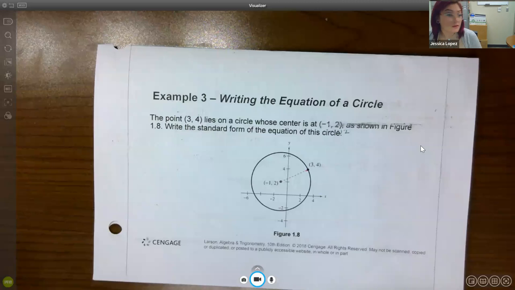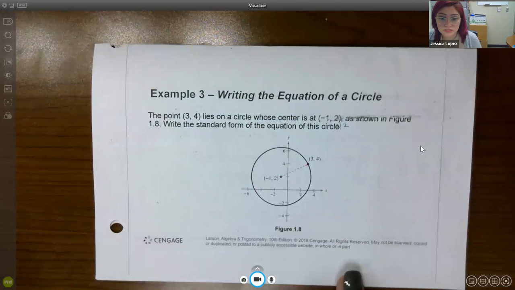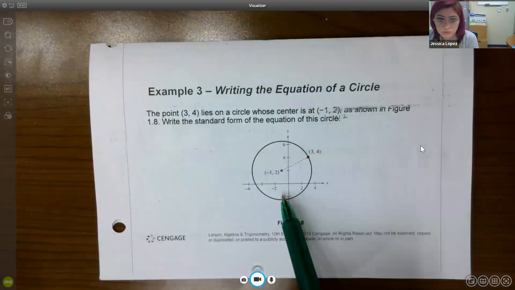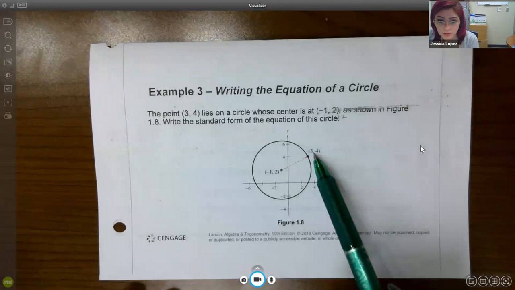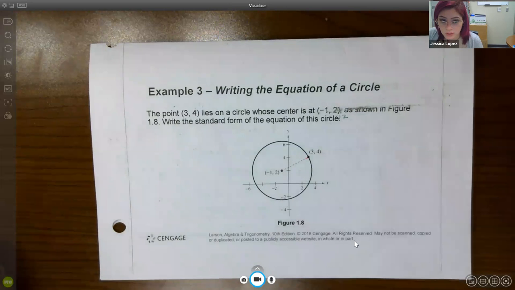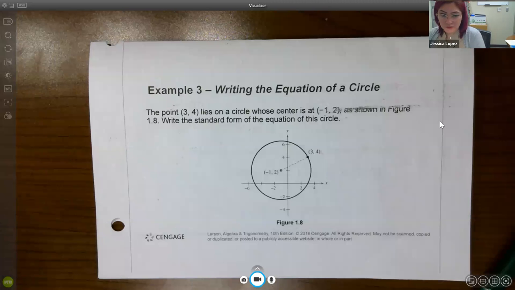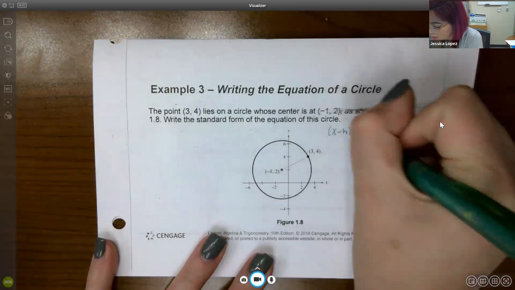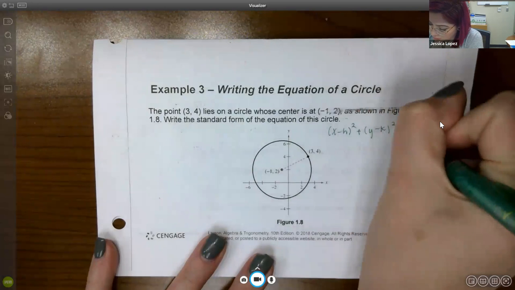Now for this problem, it says, the point 3, 4 lies on a circle whose center is at -1, 2, and shown in this figure below. So here you have a point on the circle, 3, 4, and here you have another point, which is the center of the circle, -1, 2. And what they're asking us to do is write the standard form of the equation of this circle. Okay, so what we're going to do is write the standard form. It's (x minus h) squared plus (y minus k) squared equal to r squared.